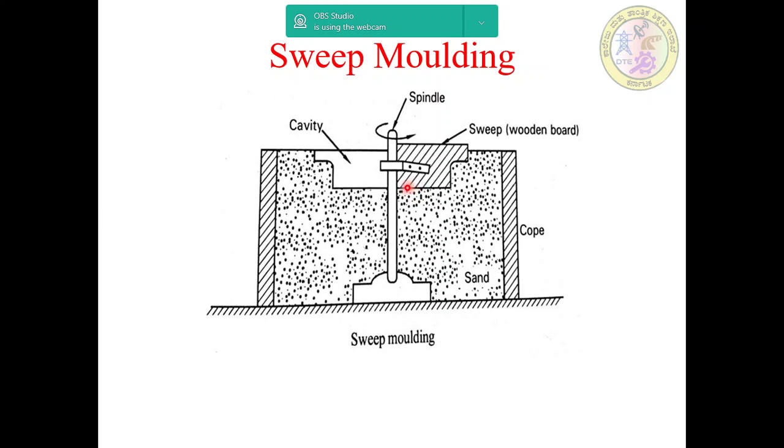A spindle is placed at the center of the mold and rotated, so that the wooden piece sweeps in the mold, generating the shape of the required casting. Green sand, loam sand, and sodium silicate sand can be used to prepare the molds. The process is used for producing some large castings of circular sections and symmetrical shapes. That is about sweep molds.